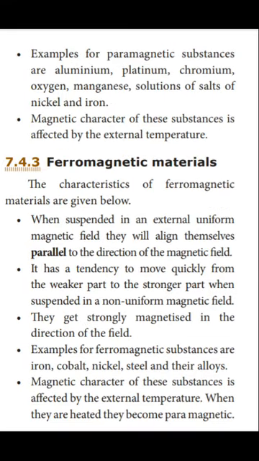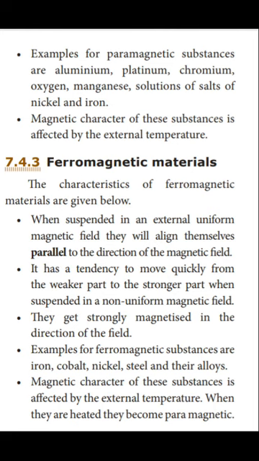Now we will see the characteristics of ferromagnetic materials. First one, when we suspend the ferromagnetic material in an external uniform magnetic field, they will align themselves parallel to the direction of the magnetic field, like paramagnetic material. Second one, when we suspend the ferromagnetic material in a non-uniform magnetic field, they will move quickly from the weaker part to the stronger part. Ferromagnetic materials get strongly magnetized in the direction of the magnetic field.